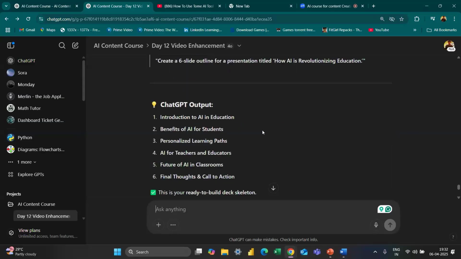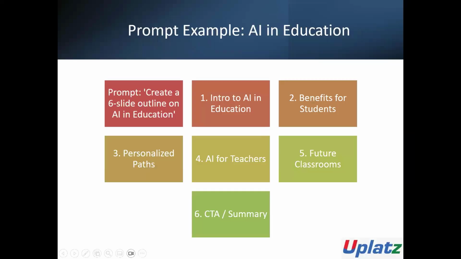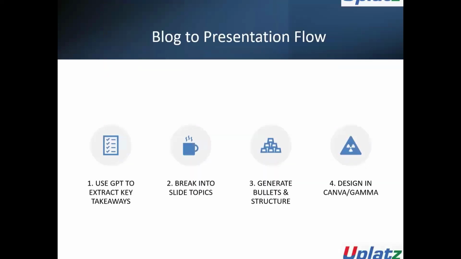Right, so now we have a prompt example, AI in education. We can have a prompt like: create a 6 slide outline on AI in education. We can have an intro to AI in education as point 1. The next point can be benefits for students. The third point is personalized paths. The fourth is AI for teachers. As a fifth point, we have future classrooms. As a sixth point, we have CTA, then summary.